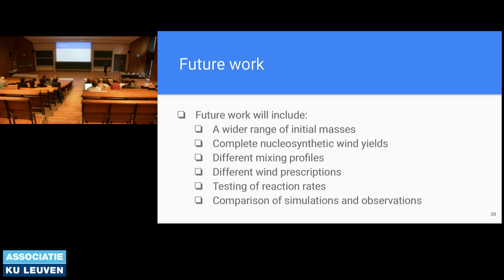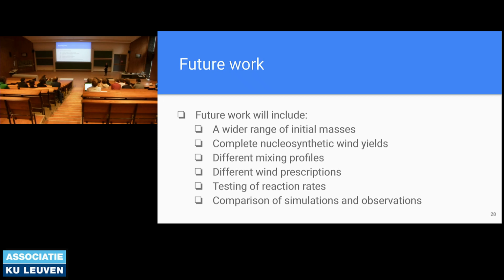To get the complete nucleosynthetic wind yields, we need to post-process these models, which is work in progress. It would be nice to add different mixing profiles, also mixing profiles that incorporate rotation, because these are massive stars. Massive stars in general rotate, but we ignored it for now. It would also be good to look at different types of wind prescriptions, see if that makes a big difference.